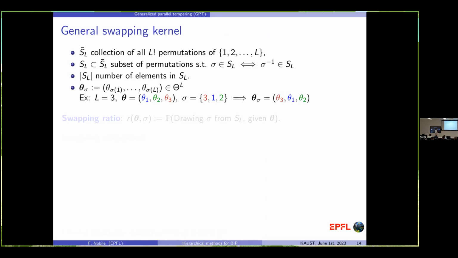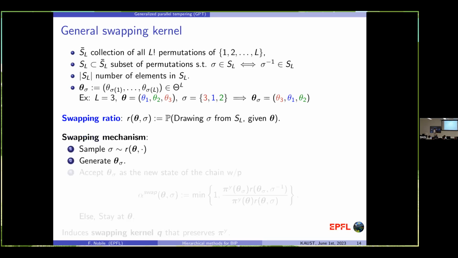This is just for notation. If sigma is a permutation, I denote by theta sigma the permuted state once I apply this permutation. So the first ingredient is to select which permutations, which could be the whole possible set of permutations or a subset that satisfies this rule. And the second ingredient that we need is the probability of choosing one permutation. This probability may depend on the current state theta. So I define a swapping ratio here, R theta sigma, which is the probability of drawing sigma, knowing that we are in the state theta.